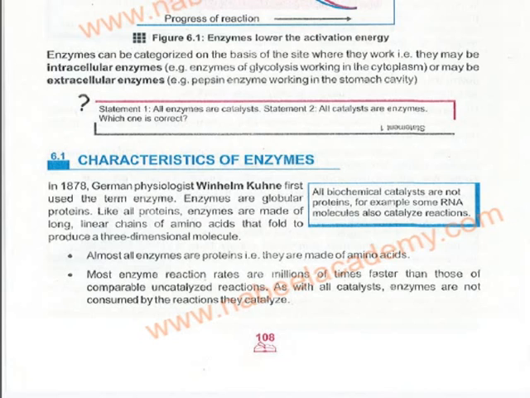So in the previous video we were discussing the location of the enzymes, the site where they work. These are the intracellular enzymes and then the extracellular enzymes. The extracellular enzymes are those enzymes like pepsin, which works in the stomach cavity. Actually they are released in the stomach, and that is why they are outside the cell, in the cavity of the stomach, and they are working.